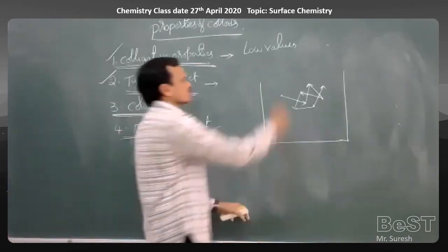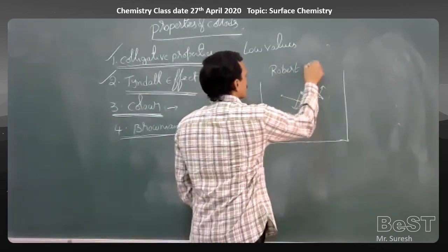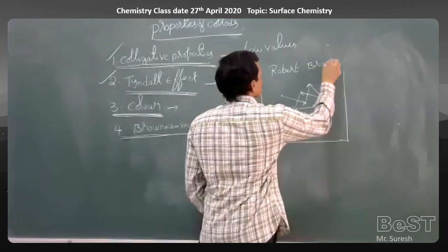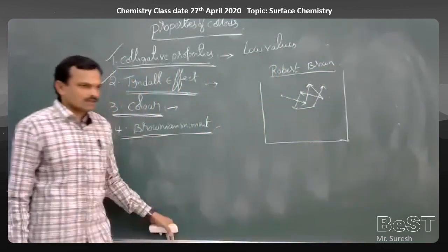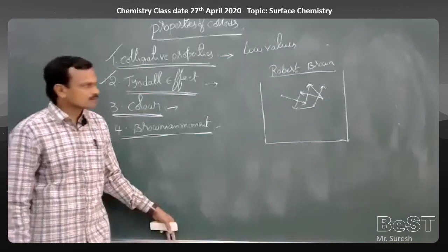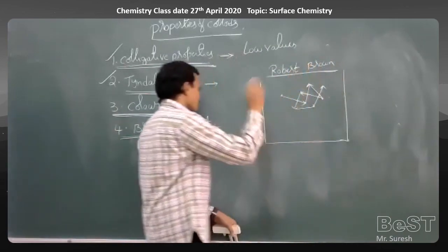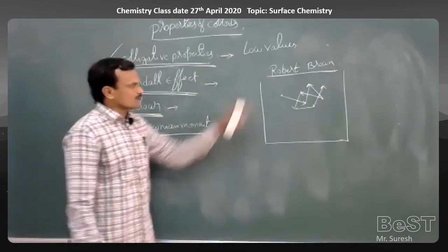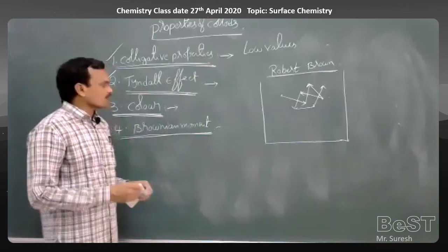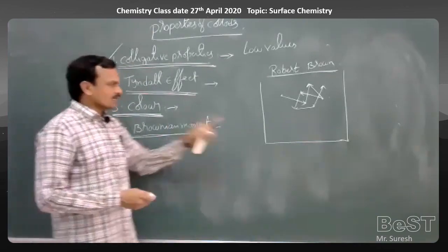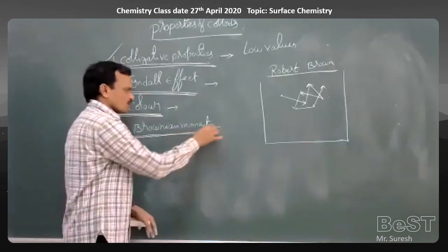This was first observed by the scientist Robert Brown. Robert Brown studied the movement of pollen in water or in a solution. He named that movement of pollen as Brownian movement, and the same term is used further. So this zigzag random movement of colloidal particles in a colloidal solution is called Brownian movement.